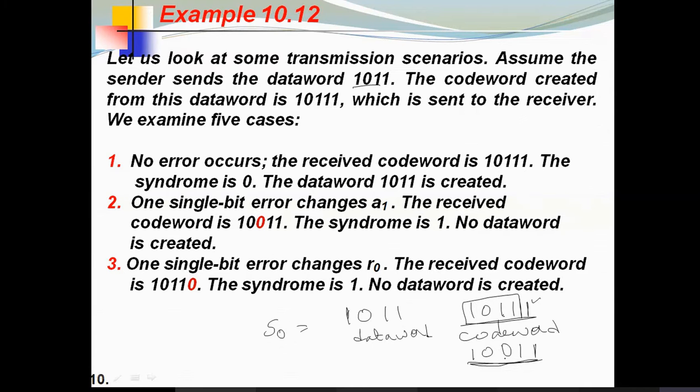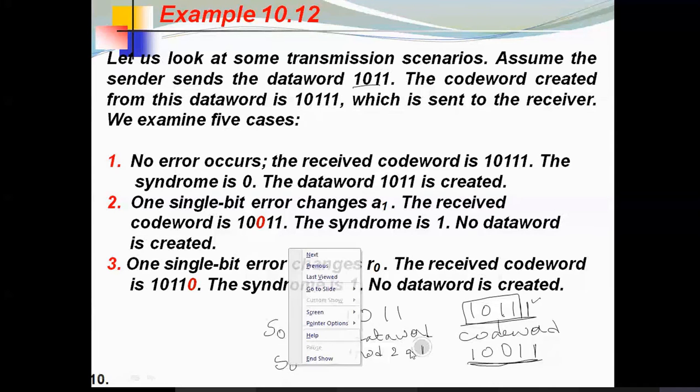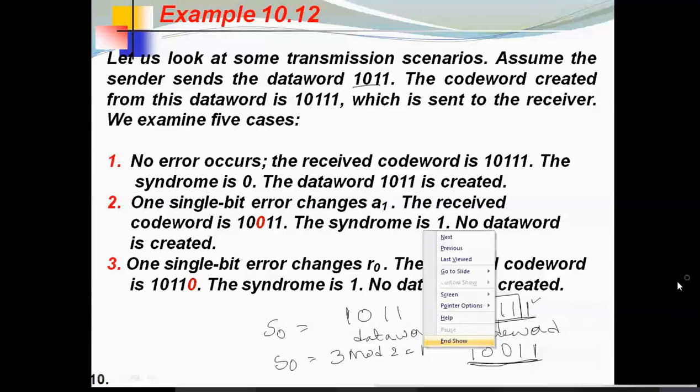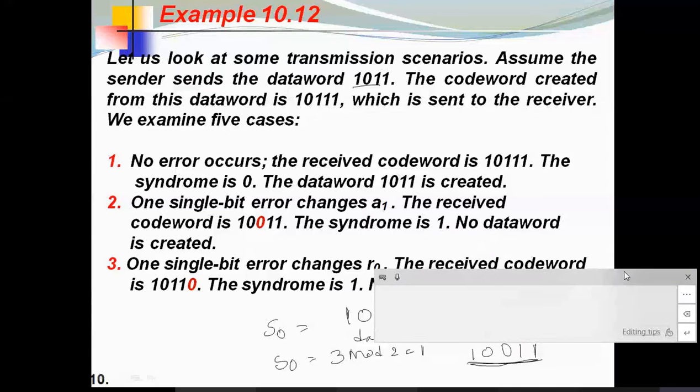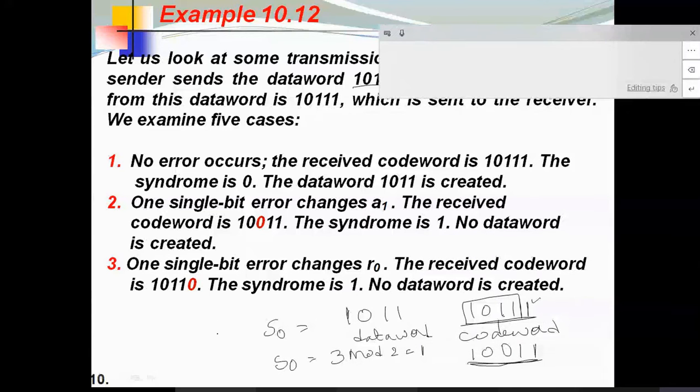So now the receiver is going to calculate what is the syndrome for this. So 1, 2, 3. 3 mod 2, you are going to get 1. That means the syndrome S0, you are going to get is 1. That means there is an error in the received data. Are you getting it?